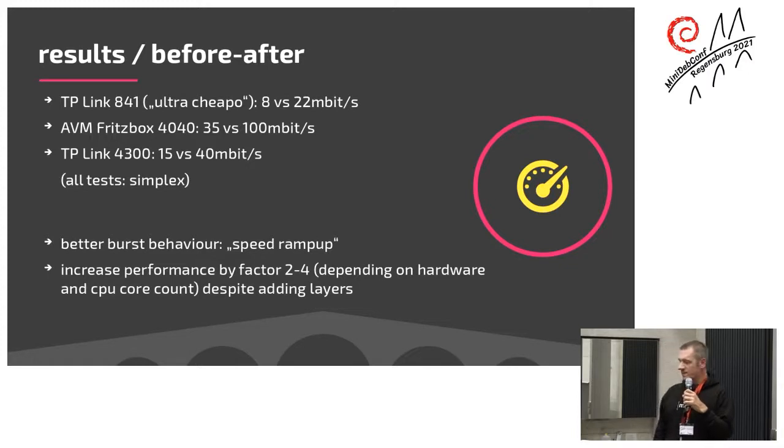We also got a better burst behavior. When we have small traffic bursts, WireGuard works way better than FastD did. So we had a nice performance increase by a factor of 2 to 4, depending on the hardware and CPU count, despite adding an additional layer. So, thanks.